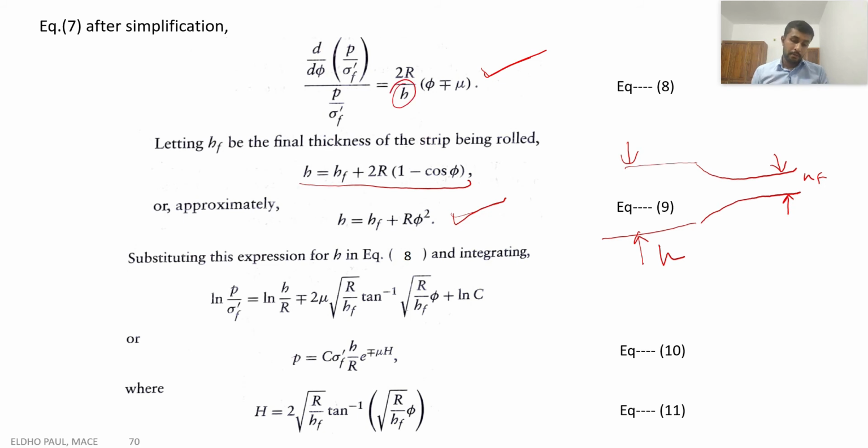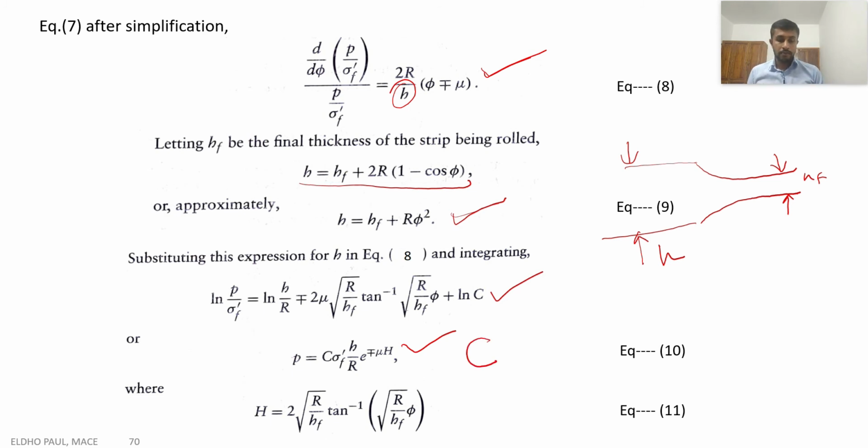By replacing, then after integration, we got the radial pressure acting from the roller to the workpiece. That is equal to C into sigma dash f, h by R, e raised to plus or minus mu h. The plus or minus depends upon where we consider the material, whether in the exit zone or entry zone. And here we have a term C, which is the constant of integration.